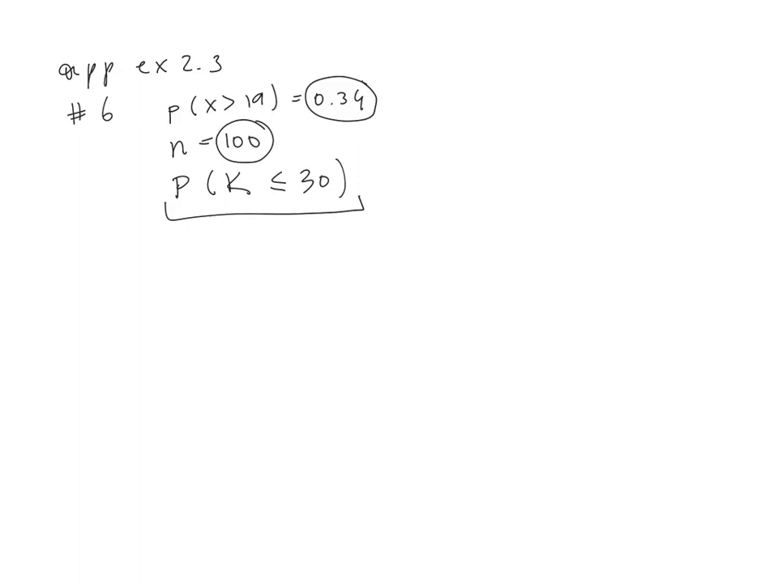How do I check if I can do the normal approximation? 100 times 0.34, and 100 times 0.66, right? 1 minus 0.34 should both be greater than 10, and indeed they will be. So if that's the case, we said we can do a normal approximation.